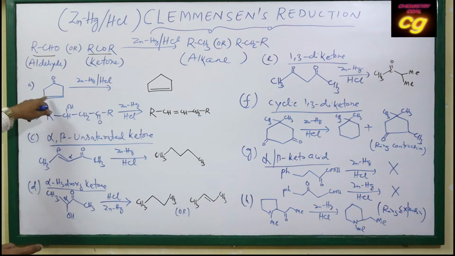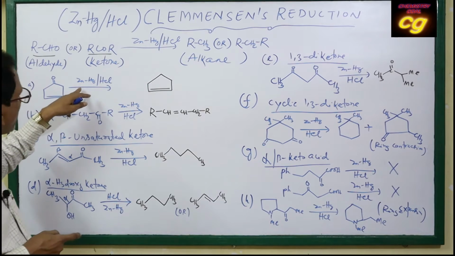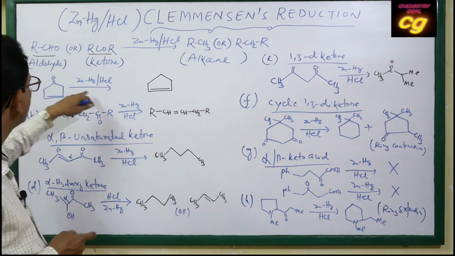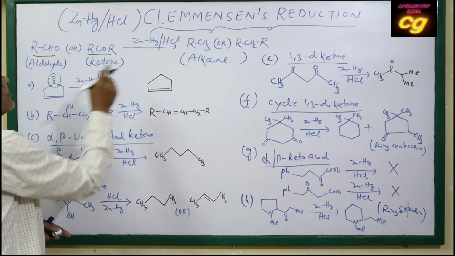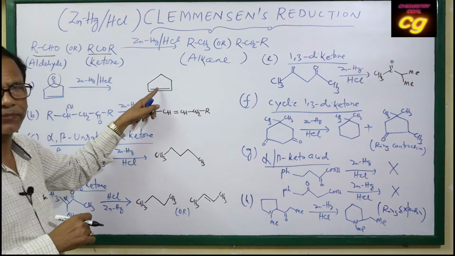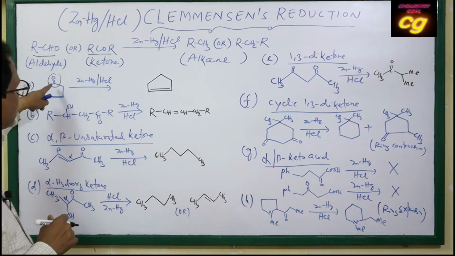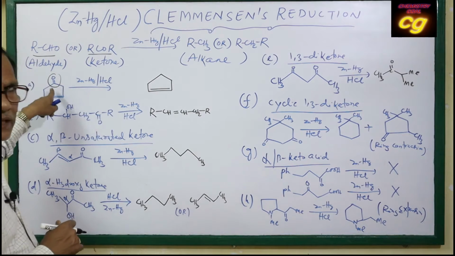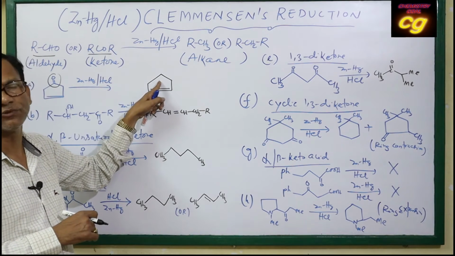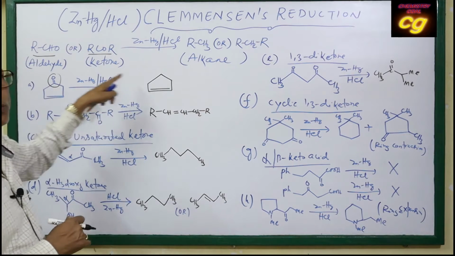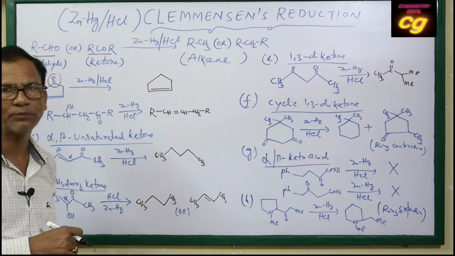Here you see an alicyclic ketone, an unsaturated alicyclic ketone, when reduced by zinc amalgam and HCl. Here you see only the keto group is reduced to alkane and the rest remains the same. So this unsaturated cyclic ketone converts to a cycloalkene, an unsaturated alkene; only reduction of the keto group takes place. So that is also one example.